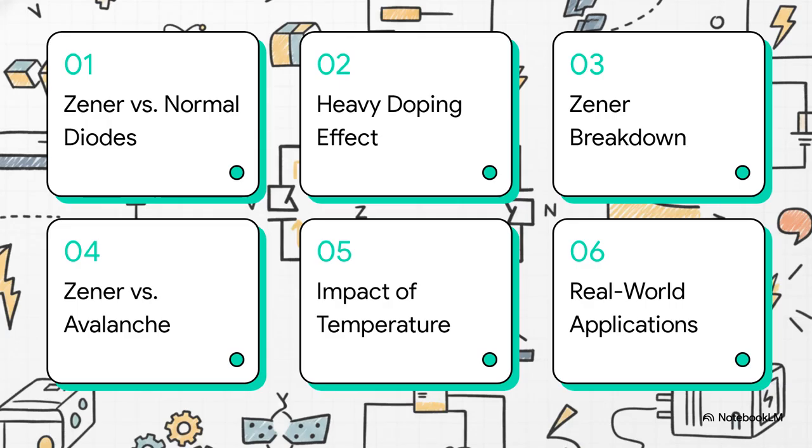So here's our game plan for today. We'll start by comparing Zener to normal diodes, then look closely at the heavy doping effect. We'll define exactly what Zener breakdown is, contrast it with avalanche breakdown, see how temperature completely shifts the dynamic, and finally look at some real-world applications.